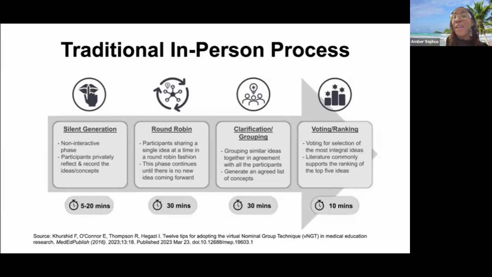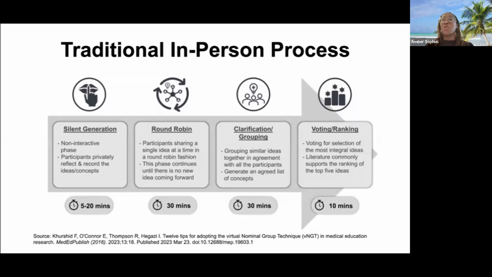And then the next step is having that voting and ranking part. So you're going to have them individually rank those ideas that they just came up with, one being the most important, or 10 being the least important, depending on your number of items, as well as how you want them to rank these items. And again, you'll usually do it by the number of items you have. If you have 5 items, you want them to rank 1 to 5. If you have 10, 1 to 10. But there's different ways to do that.